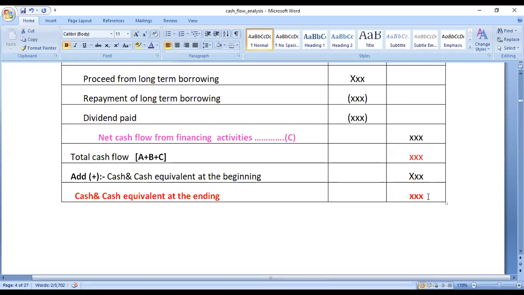My dear students, mind it, because it's a logical chapter. When you are solving the problem in the proper method, when you add the opening balances of cash, it automatically generates the closing balance. Otherwise the problem is wrong.